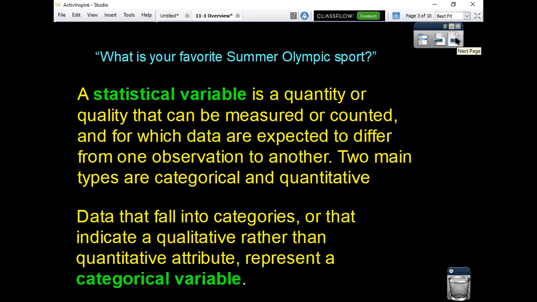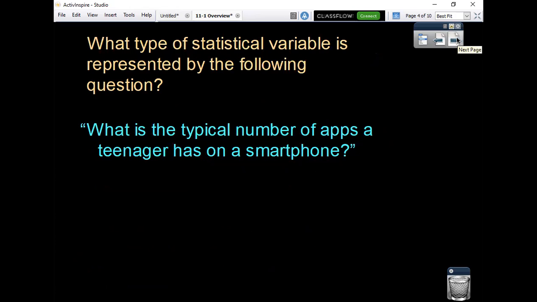So a statistical variable, that's like the thing that you're going to measure. It's the thing you're asking or collecting data on. And then a categorical variable, the data falls into categories so that you have a quality rather than a quantity. So for a quantitative variable, you're usually going to have something counted, a quantity, and categorical variables are going to be more like words that aren't numbers or numerical.